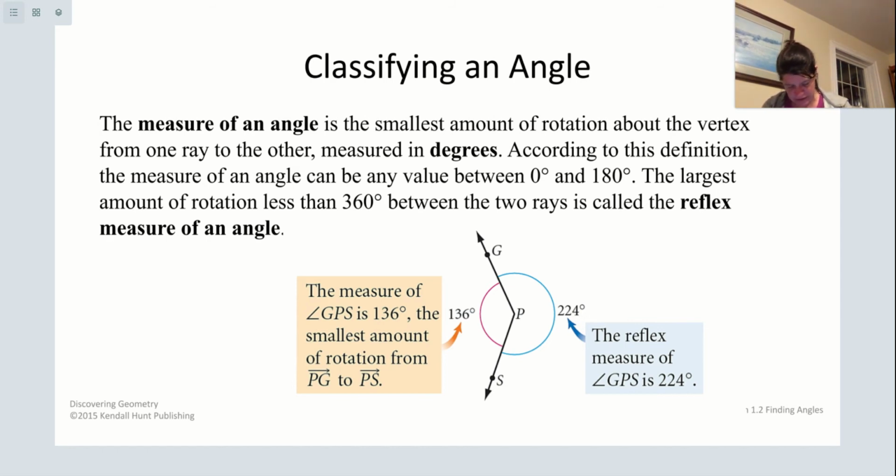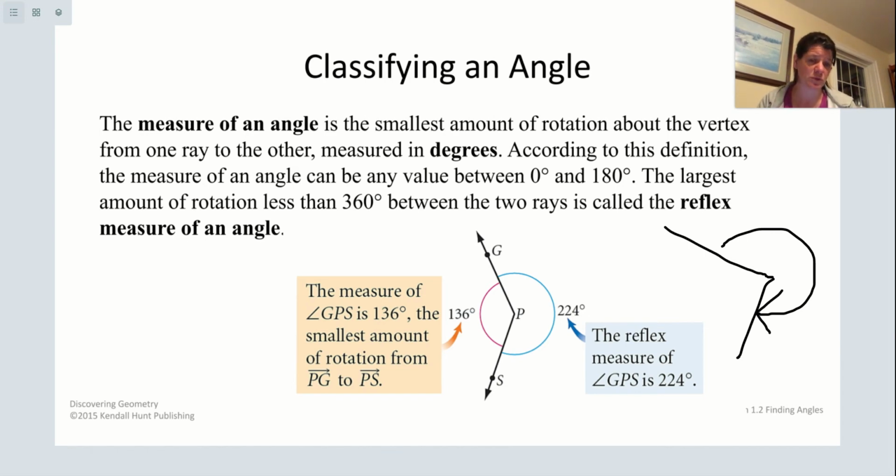So one way I might do that is if I had this picture, then to indicate that I wanted the larger measure, I could do that. And then you would say it was 224, okay? And a reflex angle is one that often you maybe have not heard of. So a reflex angle is larger than 180 degrees and less than 360. That's a reflex angle.